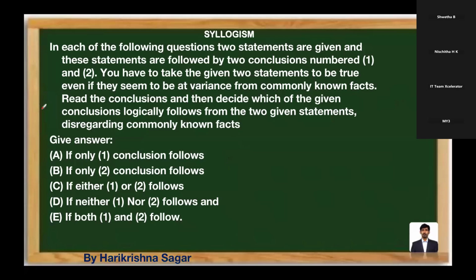In all the syllogisms questions, you are going to have 2 statements followed by 2 conclusions, numbered 1 and 2. After reading the statements and the conclusions, you have to decide which conclusion is a proper conclusion. If only conclusion 1 follows, mark the answer as A. If conclusion 2 follows, mark it as B. If either of them follows, mark it as C. If neither of them follows, mark it as D. If both follow, mark it as E. That is your task.